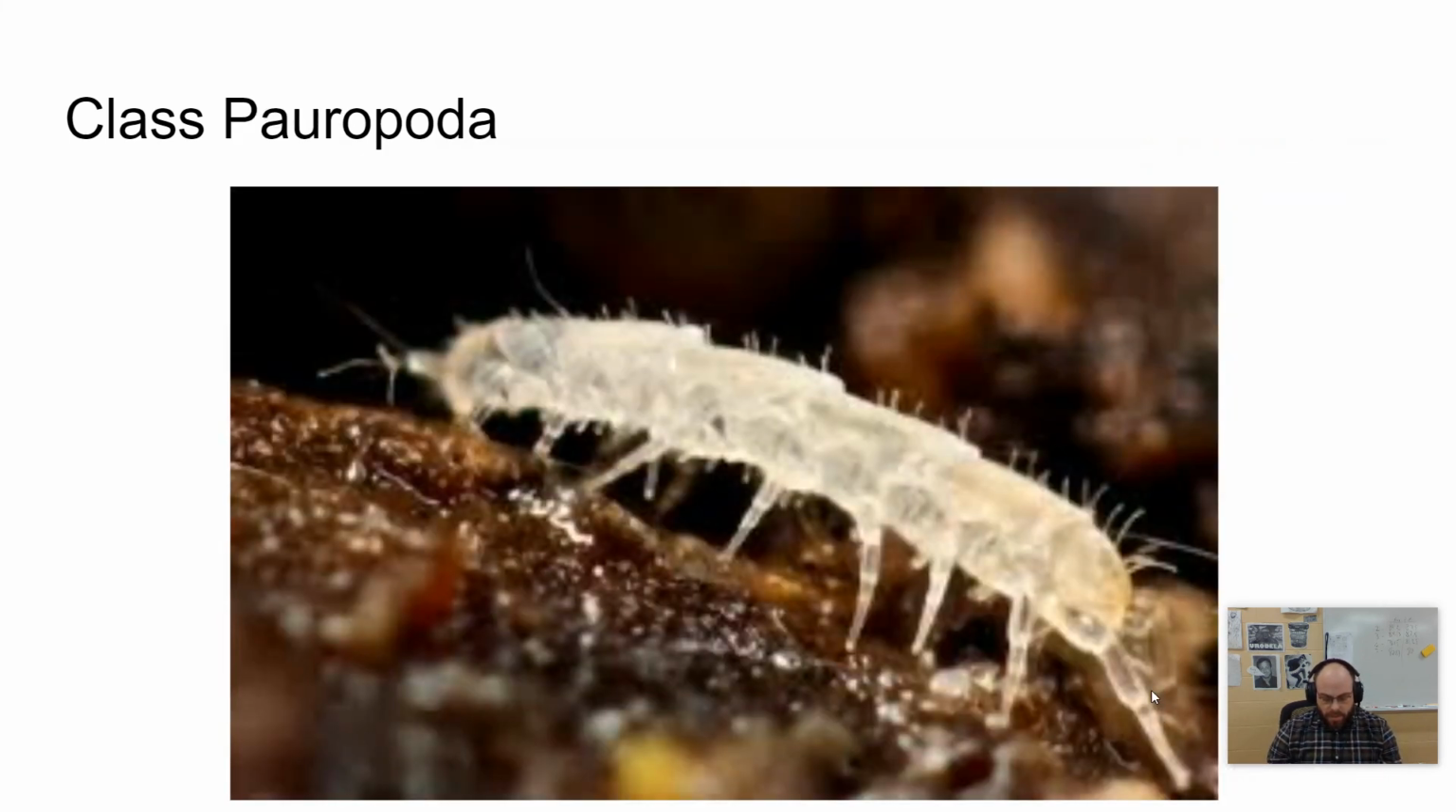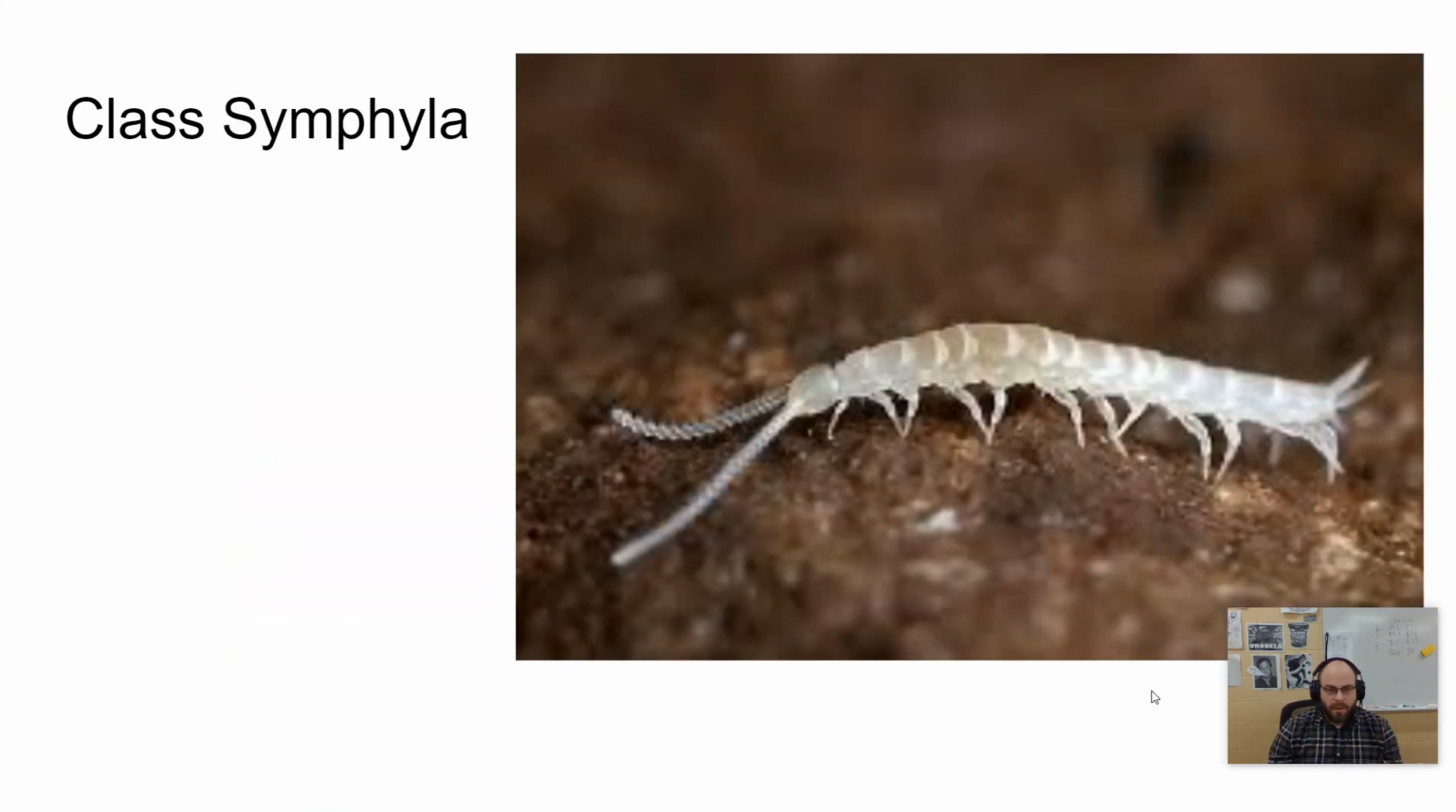Pauropoda. These are soft-bodied myriapods. Don't have anything else about them. Looks like they're burrowers, and so not a whole lot there to know. And then another one is called Symphyla. These are soft-bodied, eyeless myriapods, probably living in caves.